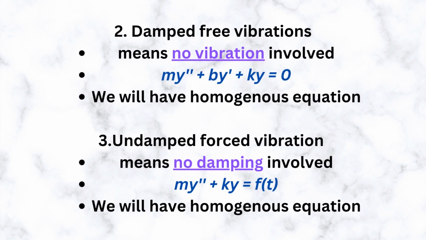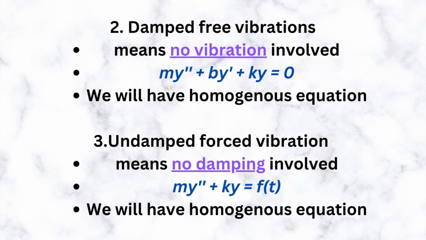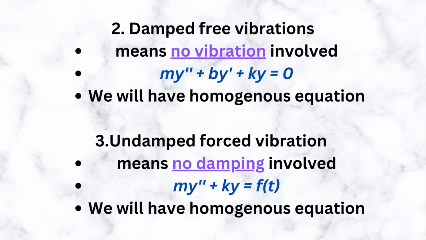Next is damped free vibration, which means that it has no external vibration involved, but damping is still available. So the function of t should be 0. So the equation that we need to use in this situation is my'' + by' + ky = 0. By using this equation, we will be able to have the homogeneous equation.